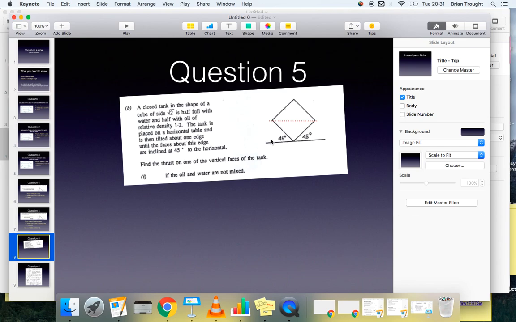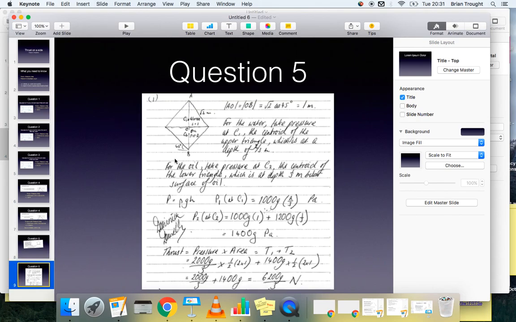The problem exists for the bottom section. So when you're dealing with the pressure on the bottom section, the pressure is caused by the oil, but there's also water pushing down on it, and that needs to be factored in. And this is something a lot of people didn't spot when the question came up. So let's have a look at the solution. Calculate the lengths, look, 1, 1.